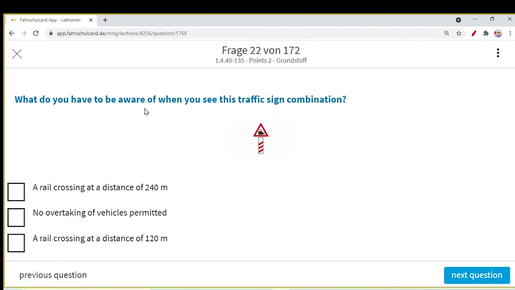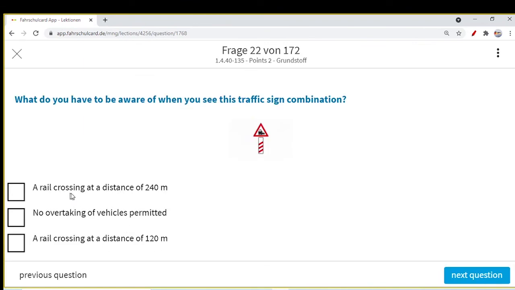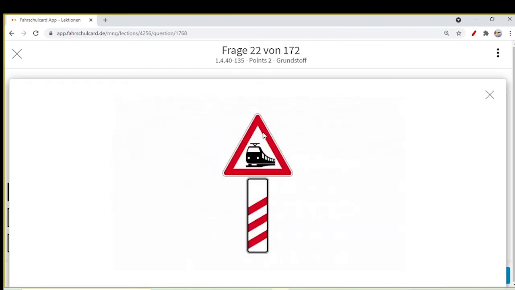Our next question is, what do you have to be aware of when you see this traffic sign combination? That means a rail crossing is 240 meter ahead, a rail crossing at a distance of 240 meter. The other, no overtaking of vehicles. This is also very important. No overtaking of vehicles permitted. Whenever you are approaching a railway line, you need to be very careful. You cannot overtake before this railway line.